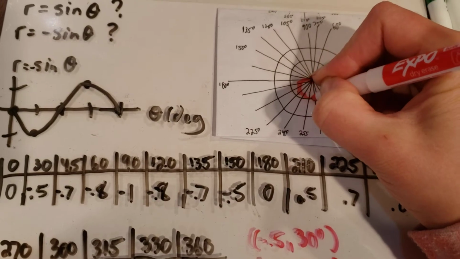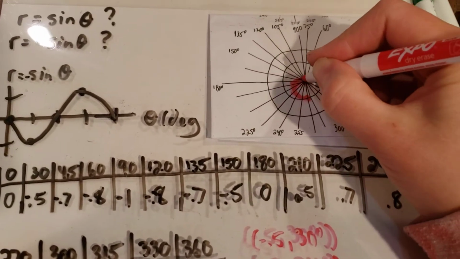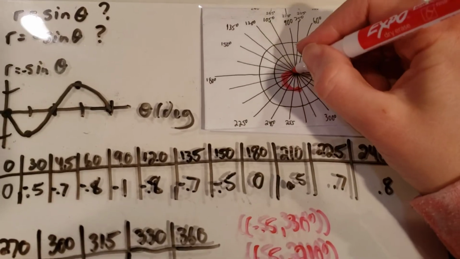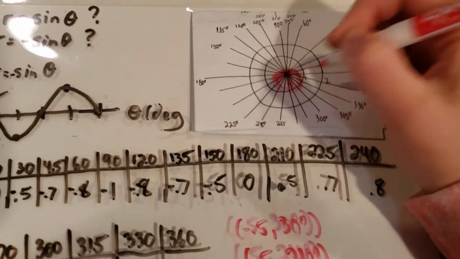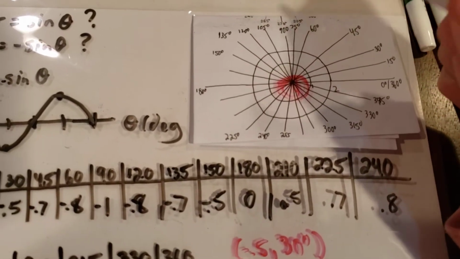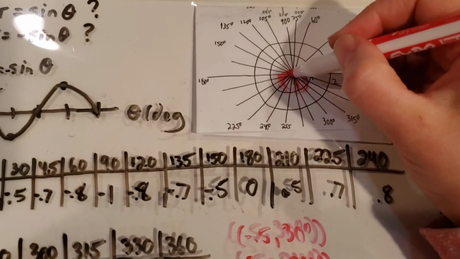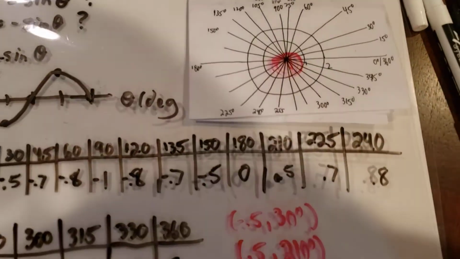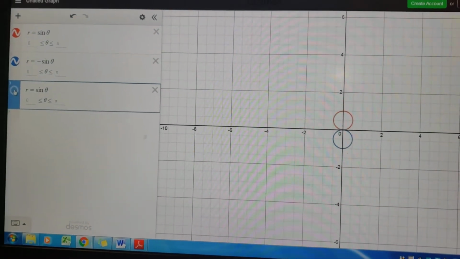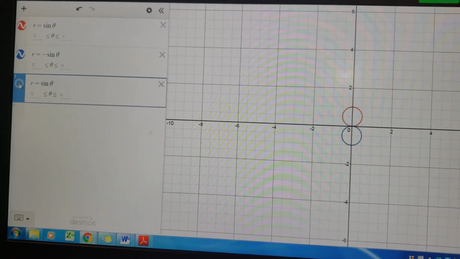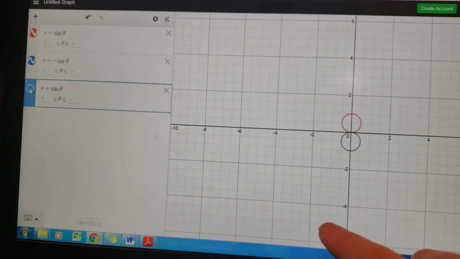Notice that is half of a circle, but now it's below the x-axis. If you finish up the rest of the points, you're going to see that we just have a circle whose diameter is 1. It's tangent to the line y equals 0. It faces down. So here's a little bit clearer of a picture. R equals sine of theta is the red circle. R equals negative sine of theta is the blue circle.